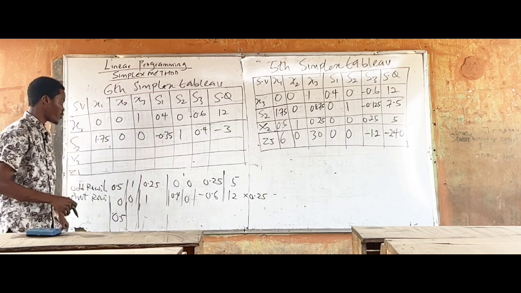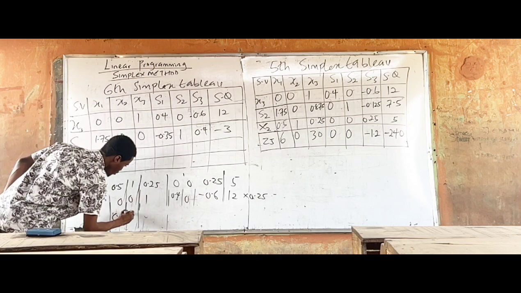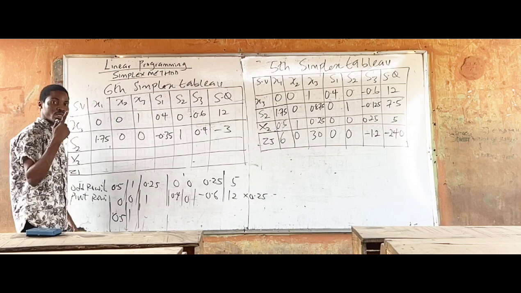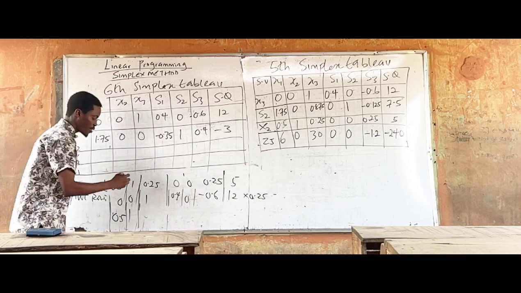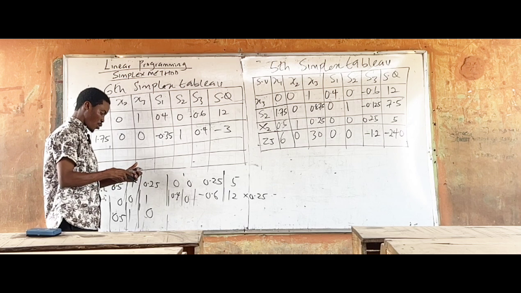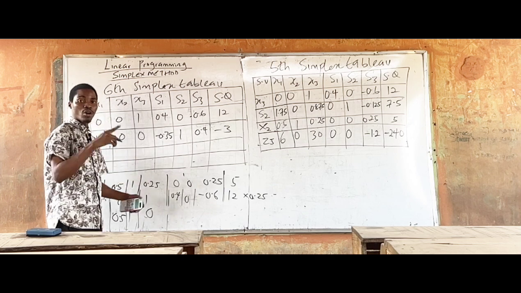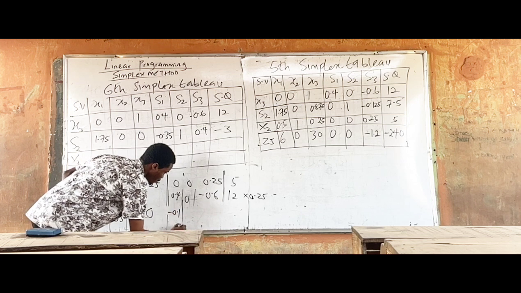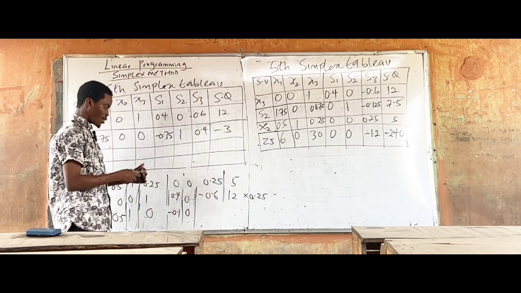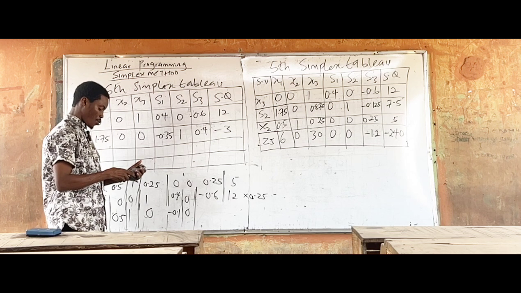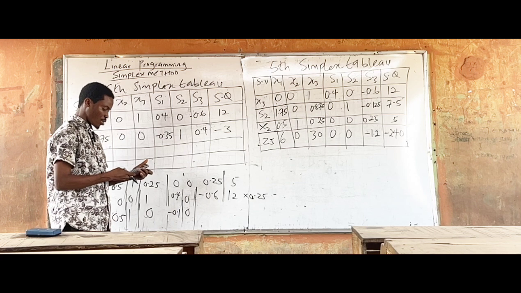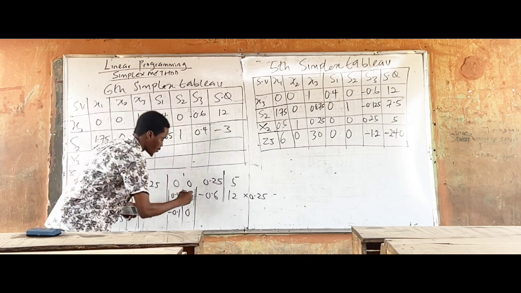0 times 0.25, I'm going to get 0. 1 minus 0 is 1. 1 times 0.25 is 0.25. 0.25 minus 0.25 is 0. 0.4 times 0.25, I got 0.1. 0 minus 0.1 is minus 0.1. 0.25 times this, I'm going to get 0. 0 minus 0 is 0. Minus 0.6 times 0.25, I got minus 0.15. 0.25 minus minus 0.15, I got 0.4.